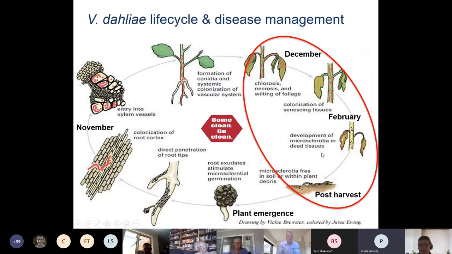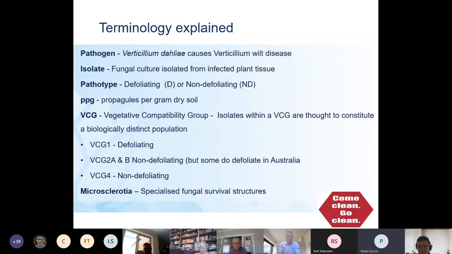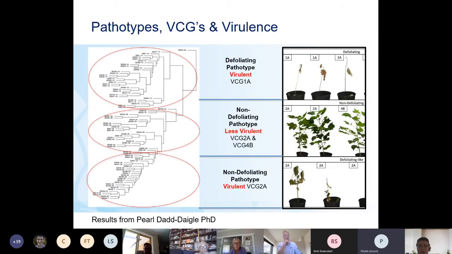So I don't really need to spend a lot of time on the terminology because Linda has already been through that. So I will just skip past this slide. What I will do is spend a little bit of time on the pathotypes. Now, this is a slide from the results of our PhD student Pearl when she was looking at the different pathotypes and different VCGs and the different virulence.